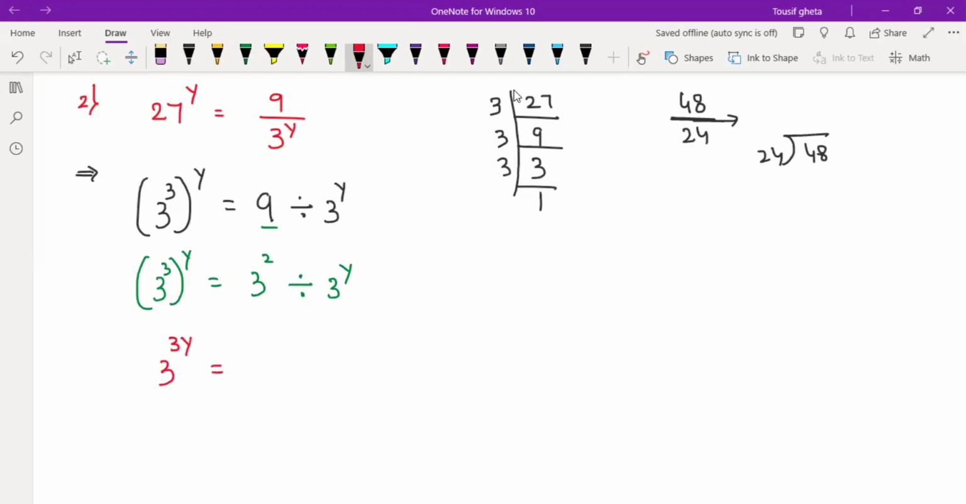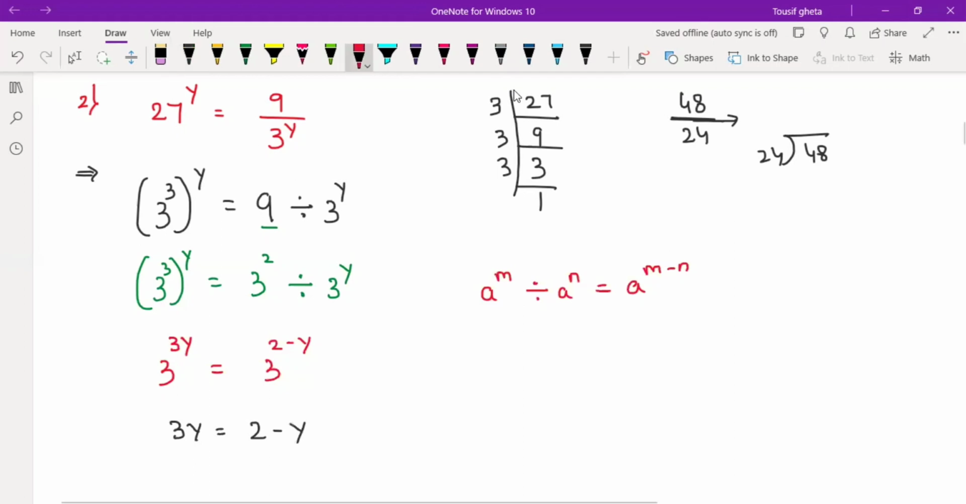Here on the right hand side we can apply one of the laws, that is a to the power of m divided by a to the power of n is equal to a to the power of m minus n. If the base is the same and it is division, we need to subtract our powers, that is 3 to the power of 2 minus 1. Now just compare it. The base is similar. Now we need to compare the powers. That is 3y is equal to 2 minus 1.